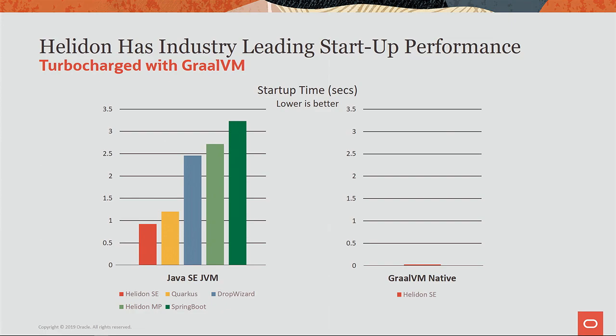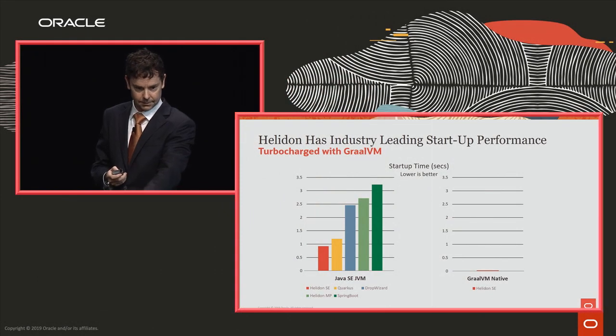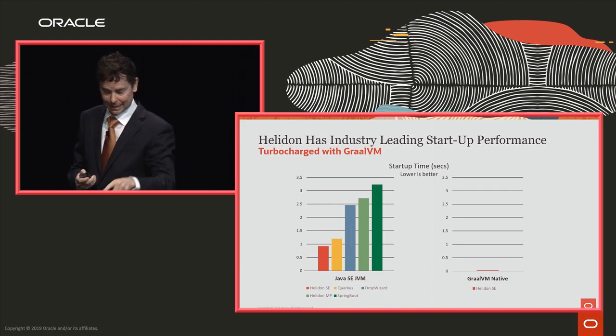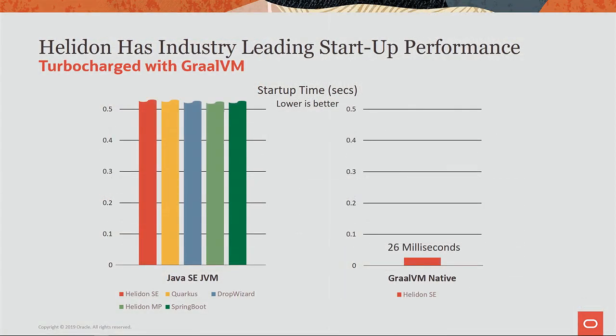On the right is a graph showing startup time for Helidon SE running with GraalVM native image. Now, if you're looking at this on video, maybe that right side looks like we forgot the bar. But if you see it in a large enough screen, you can see there's a tiny little red thing at the bottom. All right, so let's zoom in a little bit. What we see when we zoom in is, okay, GraalVM native running Helidon SE starts up in 26 milliseconds. 26 milliseconds versus 0.9 seconds.